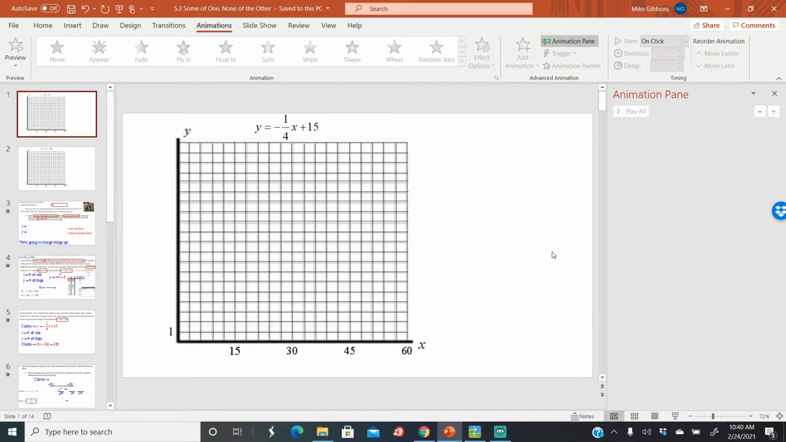Okay, so for our next lesson, I'm going to give you guys two graphs. They're identical graphs, but on one of the graphs, we're going to put the graph for y equals negative 1/4 x plus 15. And the other one, we're going to graph 6x plus 24y equals 360. So we'll have those for later on in this lesson.